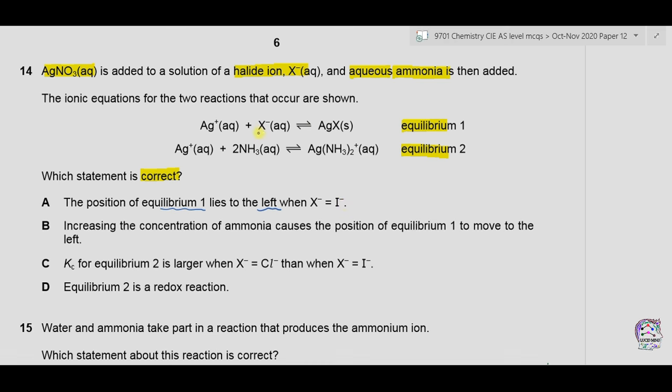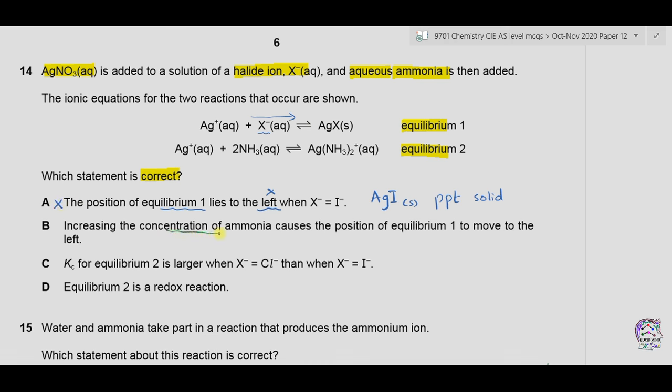When X negative is iodide, silver iodide is formed, AgI. As AgI is insoluble in aqueous ammonia, it will be precipitated out of the solution in solid form and the reaction will move in the forward direction. So we can say that the equilibrium will lie to the right rather than left. So A is incorrect.